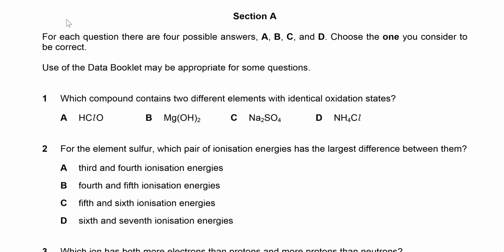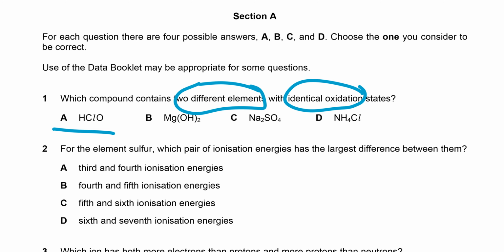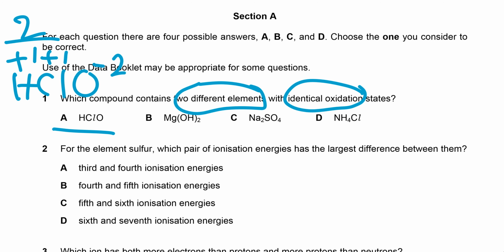Which compound contains 2 different elements with identical oxidation state? Here you have two different elements with same oxidation state. That means both of them should be positive or both of them negative with the same oxidation state. So let's see option A. You have HClO, oxygen is -1, so the other part should be positive. +1, +1, so you have +2. So both the hydrogen and chlorine atoms have this identical oxidation state.